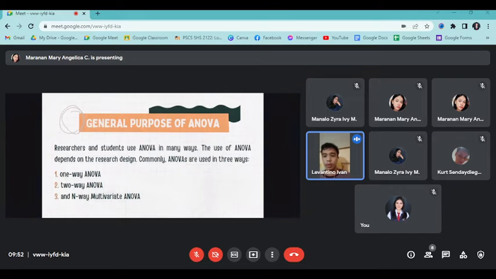General purpose of ANOVA. ANOVA is commonly used by researchers and students in many ways depending on the research design, and there are three ways to use it. Number one is one-way ANOVA, two is two-way ANOVA, and lastly, n-way multivariate ANOVA.